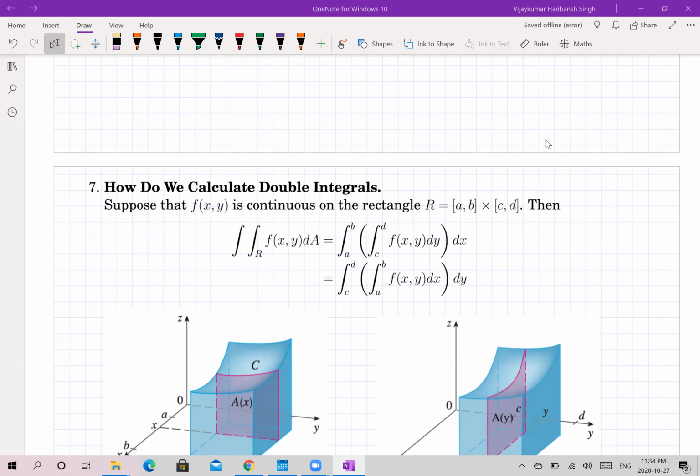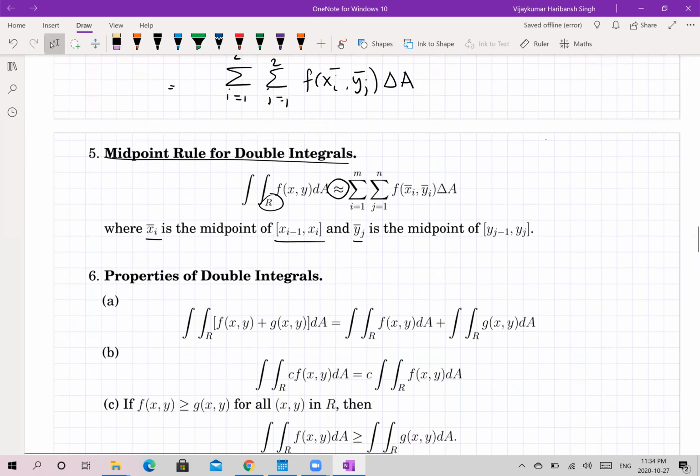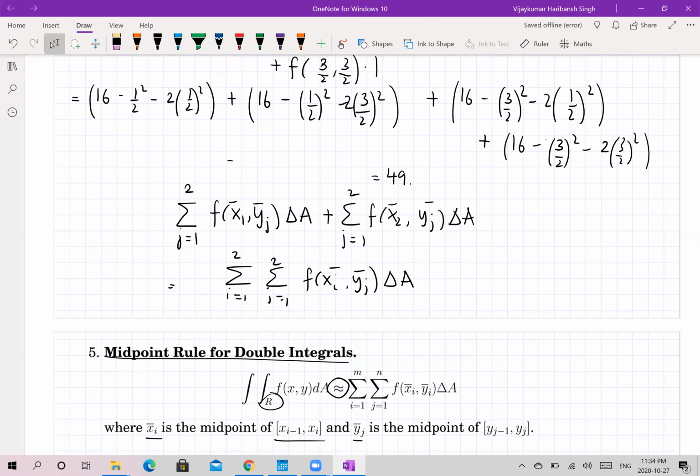So again, how do we compute or calculate these double integrals? Of course, Riemann sum is one way, but it's going to be pretty involved, right? So how do we go about it? How do we find these integrals? That is what we want to do.